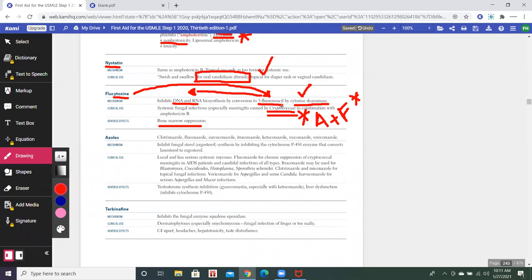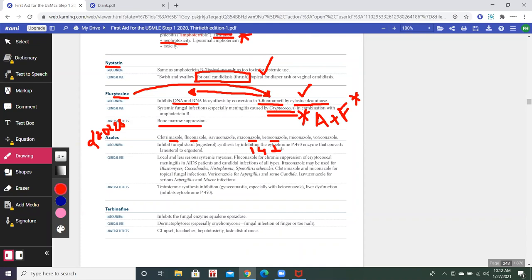Okay, now next one. All the azoles. All the azoles inhibit the fungal 14-alpha demethylase. So alpha demethylase for the azoles. Okay, all the azoles over here: clotrimazole, fluconazole, isavuconazole. Clotrimazole and fluconazole are more high yield. Itraconazole, ketoconazole, the names of these are more high yield. Mechanism of action, we already know this: they inhibit the 14-alpha demethylase enzyme, right? They inhibit fungal sterol synthesis by inhibiting 14-alpha demethylase. Although it's not written over here, that's the only thing you need to know, okay? They also inhibit cytochrome P450 that converts lanosterol to ergosterol. That's not that high yield. 14-alpha demethylase is the one you have to focus on, okay?